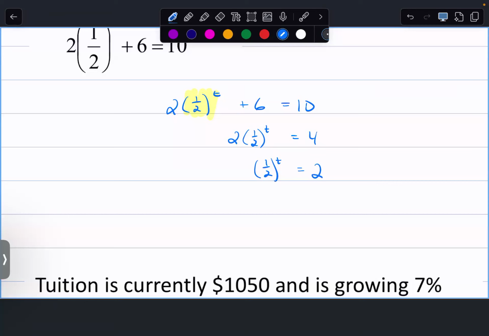You could look at this exponential function and rewrite it as a log, right? Log base 1/2 of 2 is equal to t, kind of reverse engineering it. But let's not do that. Let's do it the easier way and take the log of both sides. I'm going to use the natural log. So if I take the log of 1/2 to the t is the log of 2.